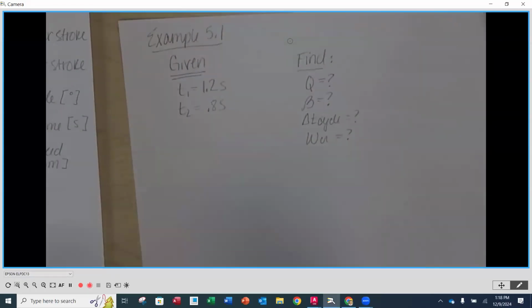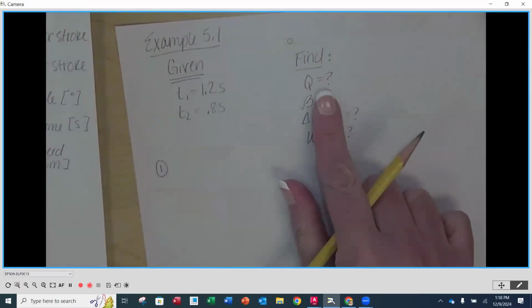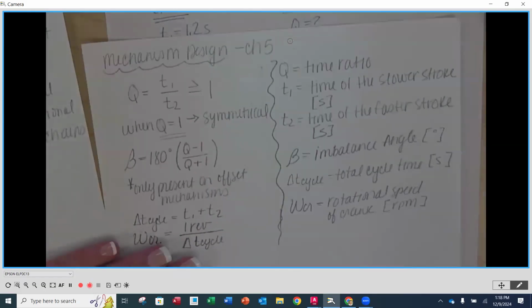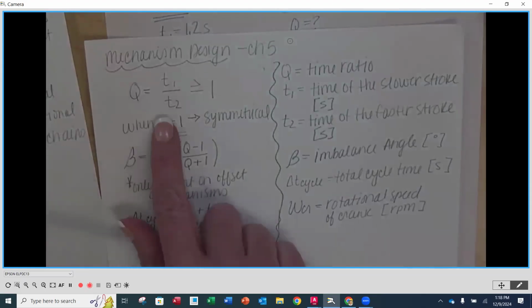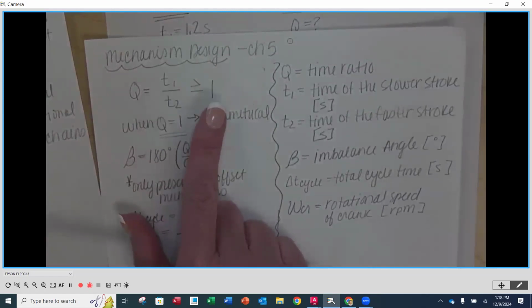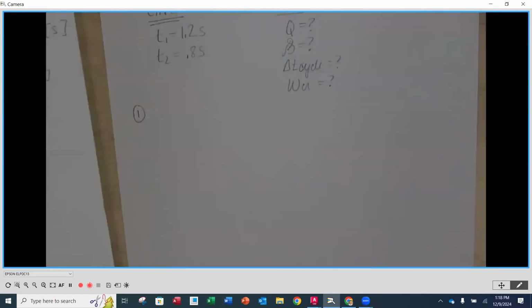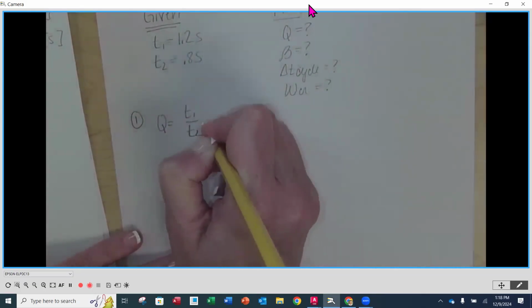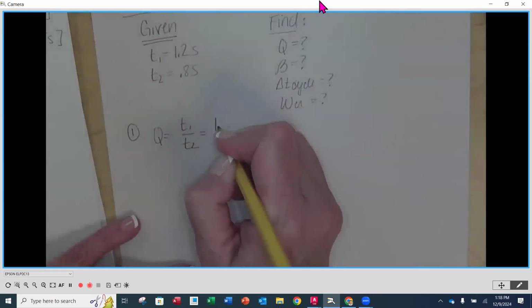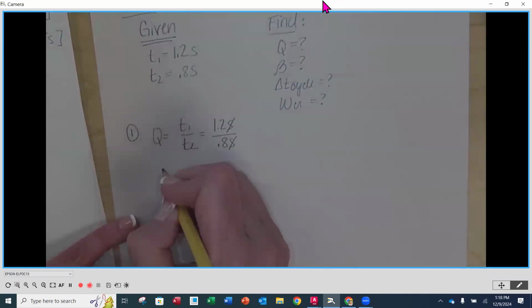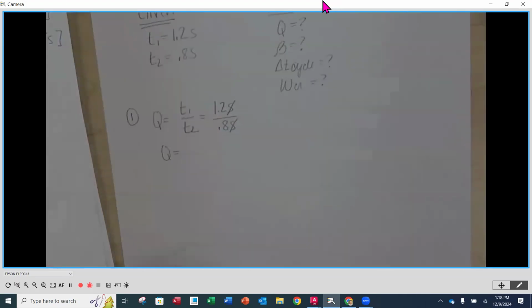So now we're going to start by finding our Q. We can really start with any of these, but Q is the first one there. We know that Q is equal to T1 divided by T2, and we have both of those. Then we're going to compare it to 1. Let's calculate its value first. It's just a ratio. So Q is equal to T1 divided by T2, with 1.2 seconds on top and 0.8 seconds on the bottom. Seconds cancel here. It's a ratio, so it won't have any final units. So Q is equal to, what do we get for a number for Q?